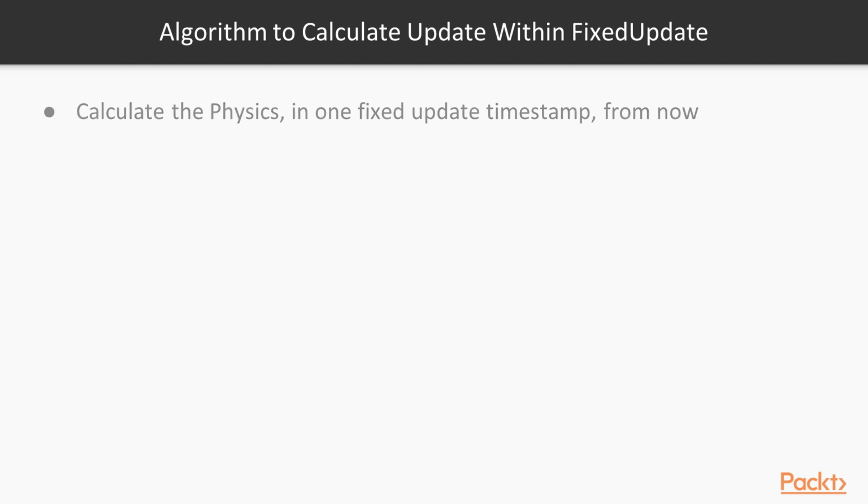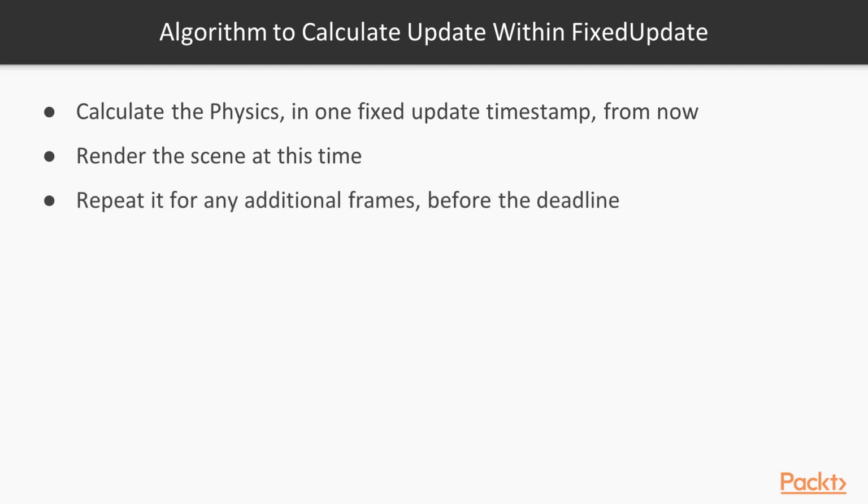1. Calculate the physics as they would be one fixed update time step from now. 2. Render the scene at this time. This is the minimum amount of effort that would be required. 3. Repeat this for any additional frames that can be rendered before the deadline, interpolating the physics data.